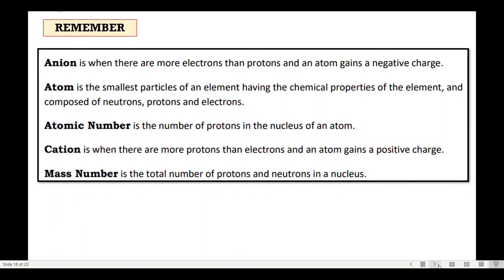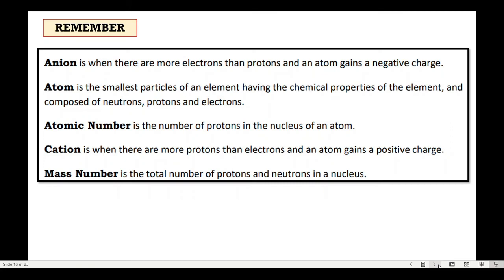Now, always remember the following terms. Again, when we say an ion, it happens when there are more electrons, which is negatively charged, than protons, and an atom gains a negative charge. Kasi nga, mas madami yung electrons, which is negative charge. An ion also has a negative charge, which means gaining electron. Nag-gain siya ng electron. Kaya negative kasi deficient. Ang ibig sabihin nun, kulang siya. Kaya mag-gain siya. Siya yung tatanggap.